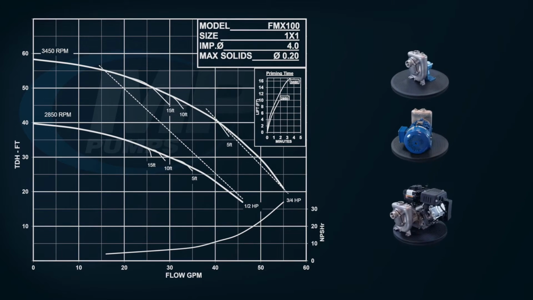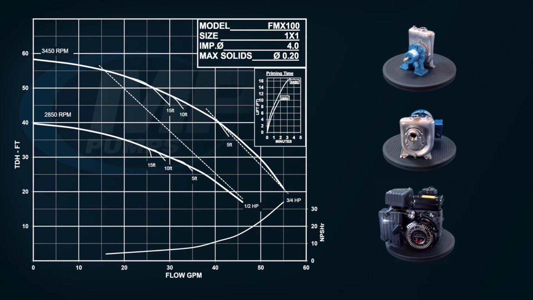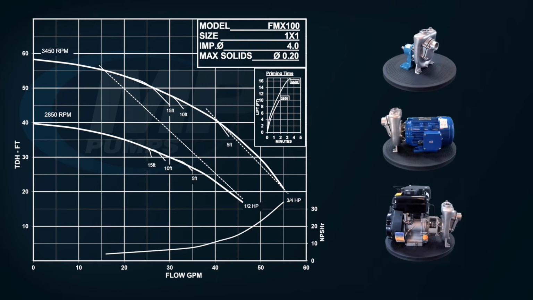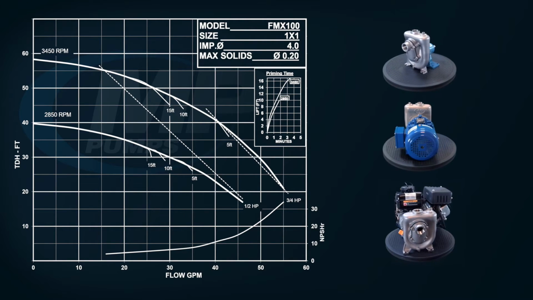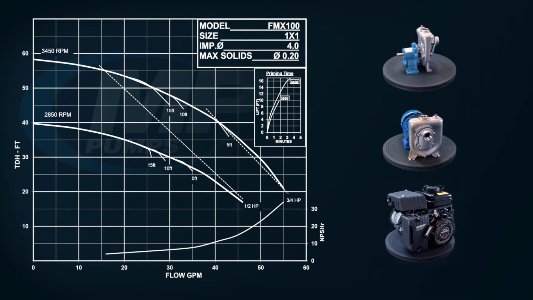The patented 1-inch by 1-inch FMX 100 is constructed of 316 stainless steel for superior corrosion resistance and compatibility with most fluid types. This unique self-primer answers the bell in a performance range not met by most pump manufacturers.